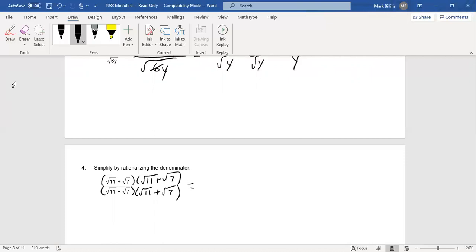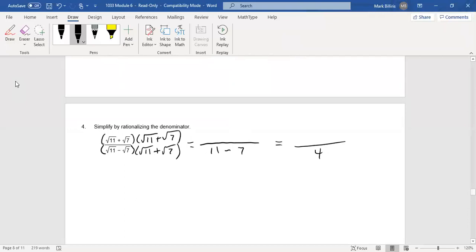The denominator is easy if you use the shortcut. Remember, when I multiply the binomial times its conjugate, no middle term, no radicals left. So all I need to do is multiply the square root of 11 times the square root of 11, which is 11. And negative square root of 7 times positive square root of 7. A negative times a positive is a negative. And the square root of 7 times itself is 7. So I know my denominator is going to be 4. Now the numerator isn't quite as easy to do.